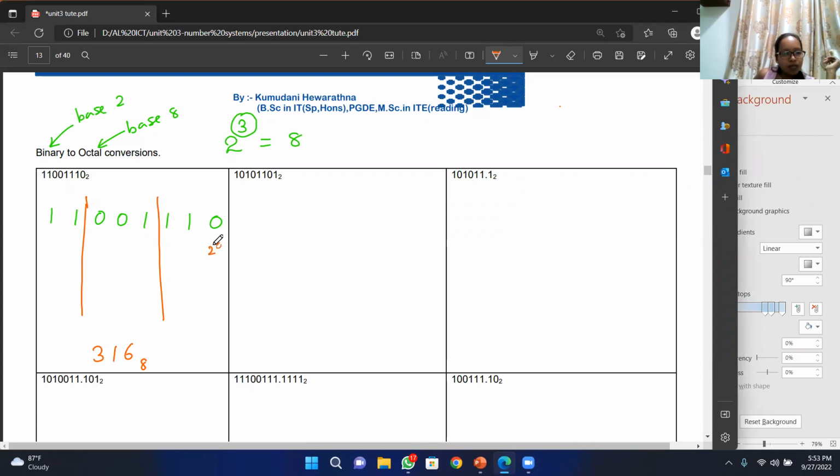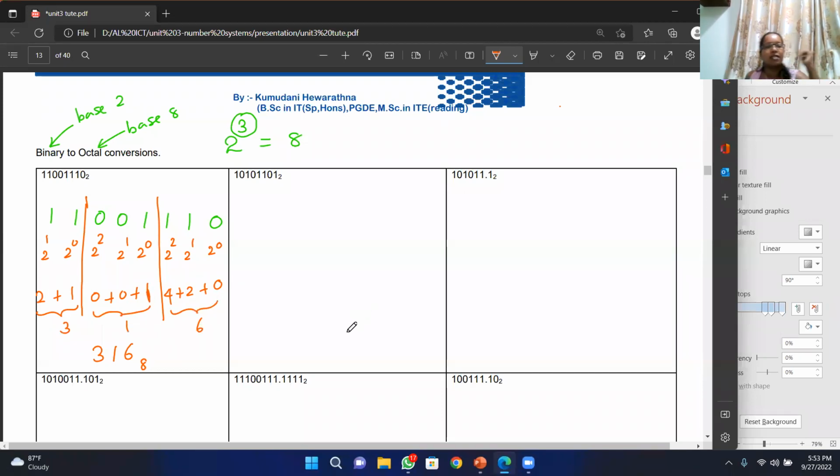Let's see. Here 0 plus 2 plus 4. Here 1 plus 0 plus 0. Here 1 plus 2. This one is 3. This one is 1. This one is 6. Yes, 316. Do the next one.